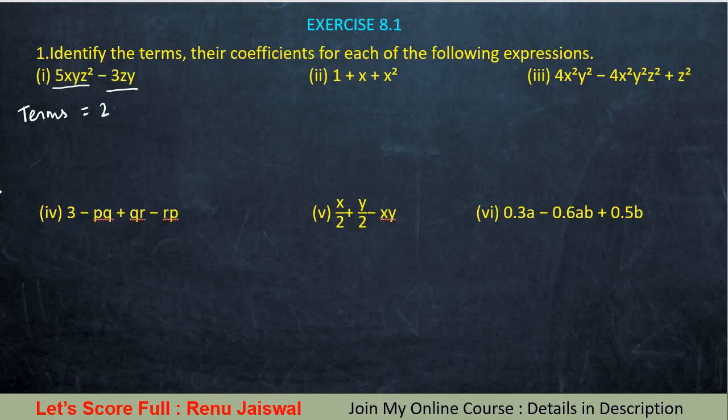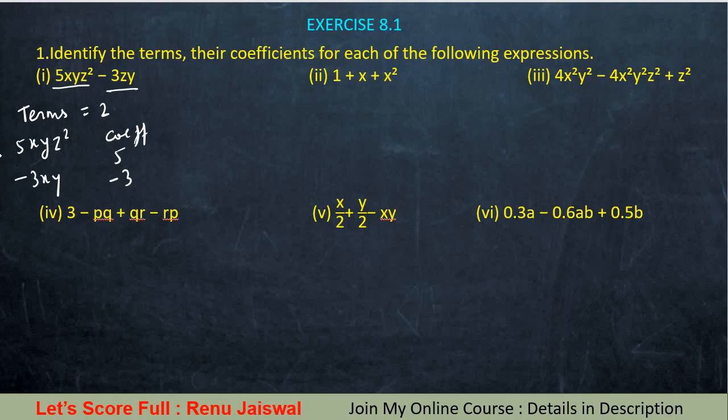And then it says coefficient. So the first term is 5xyz square. So the coefficient is how much? It is 5. The second term is minus 3xy, so the coefficient is minus 3. The number written in front of the variable is known as the coefficient. Coefficient is also known as numerical factor, numerical value.